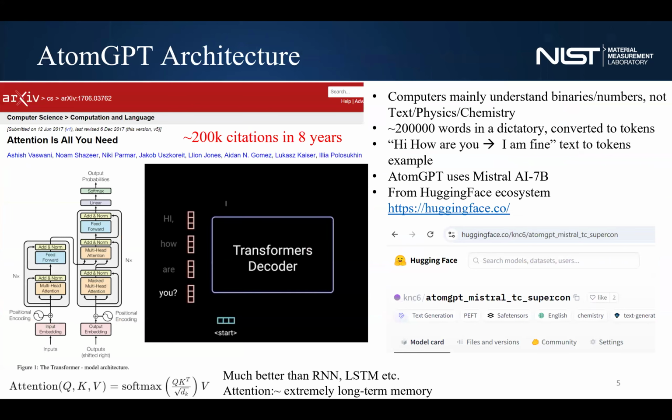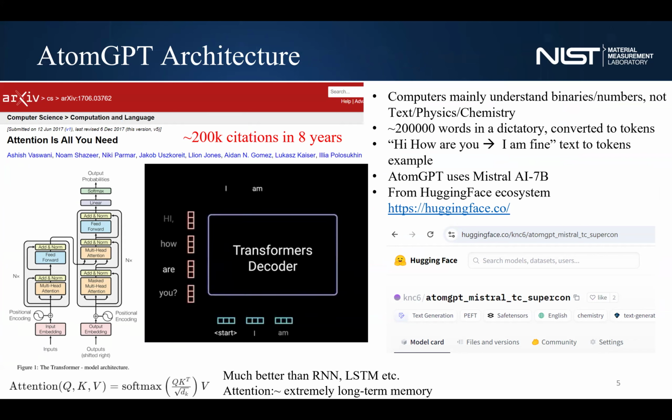So just a little bit more detail about how this works. The GPT model is based on this really famous article called Attention Is All You Need. It has got 200,000 citations in the last 8 years. It's based on a mechanism called attention, basically how important each token or word is. As I said, computers do not know physics or chemistry, they understand numbers. And if you have text, for example, "Hi, how are you?" and the response is "I'm fine."